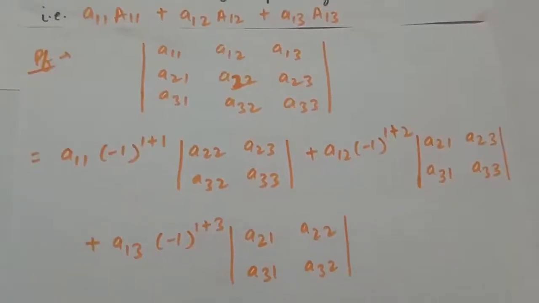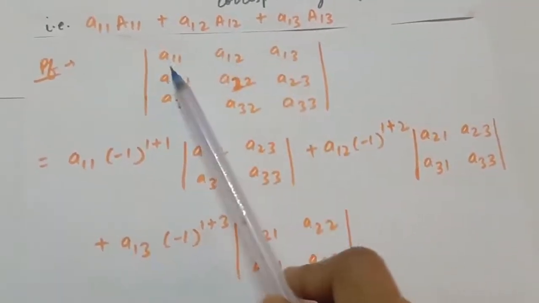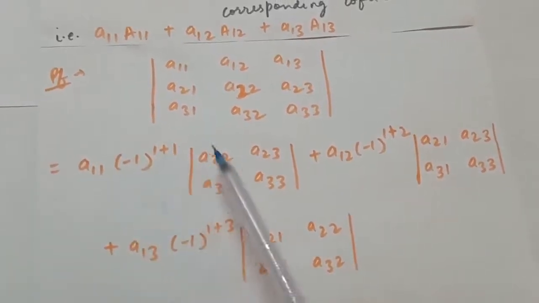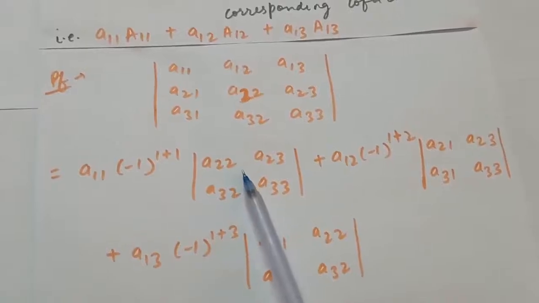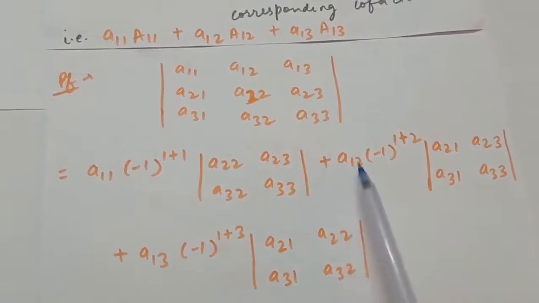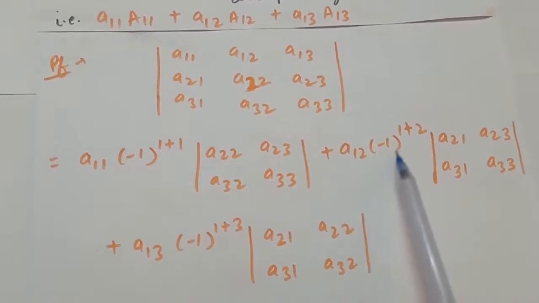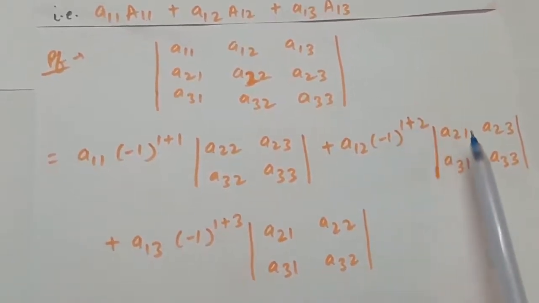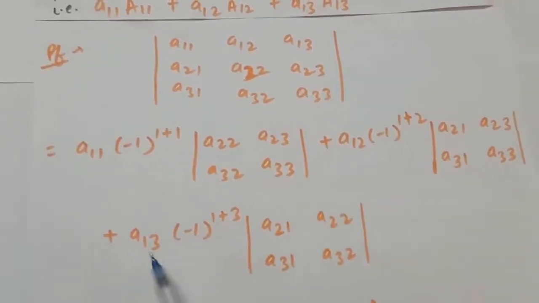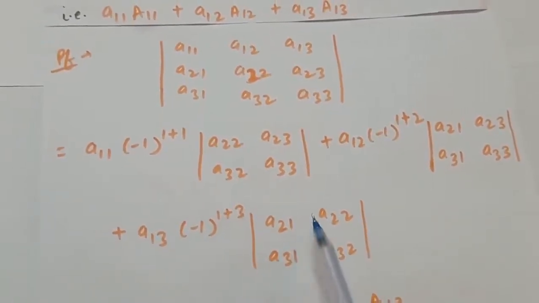See the proof. If this is the determinant given, expanding it along the first row: take the first element, multiply it with minus 1 raised to the power 1 plus 1 into the determinant which you will get after deleting the first column and first row, then plus the second element of the first row A12, multiply it with minus 1 raised to the power 1 plus 2 into the determinant which you will get after deleting the first row and second column, and plus A13 into minus 1 raised to the power 1 plus 3 into this determinant, right?